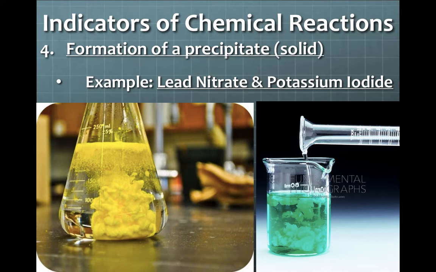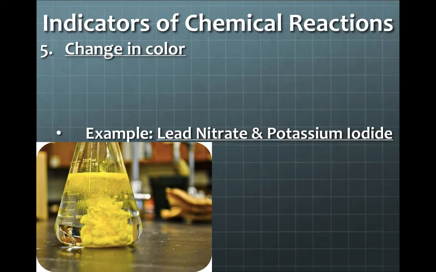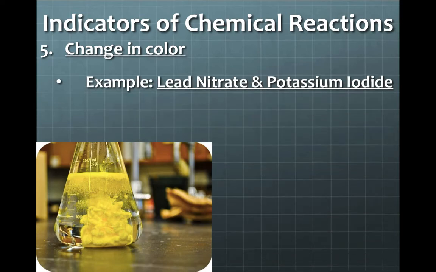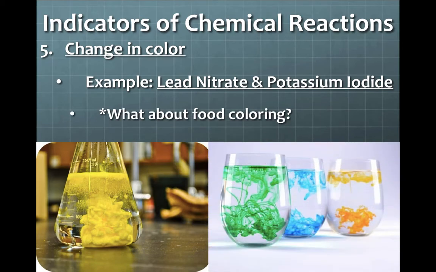Okay, and then the last one is a change in color. Same thing. We just mixed lead nitrate and potassium iodide. I'm going to use the same example again. They started as two clear liquids, and they made a yellow substance. That's an example. Okay, what about if we put food coloring in water? Is that an example? No.